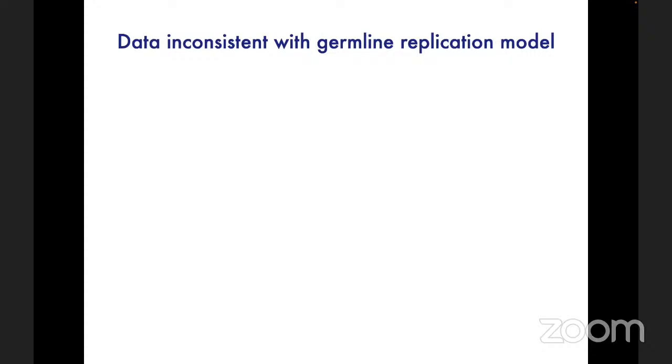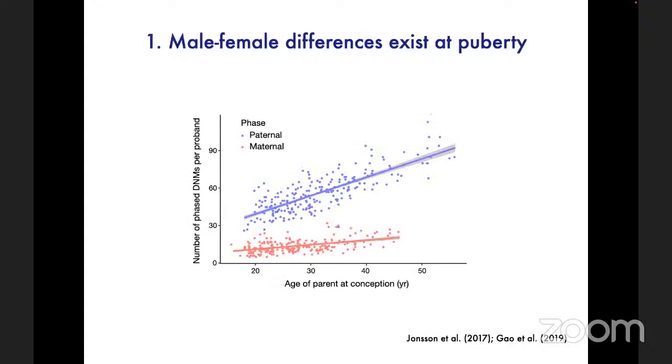Okay, so data that are inconsistent with the germline replication model. So the first one, which is most obvious, is that the male-female difference in mutation exists at puberty, right? So like, if it's this accumulation of mitoses post-puberty that's supposed to be the deciding factor, why do they differ already right here, right? Like that's quite a big gap. And males supposedly just started re-undergoing mitosis.